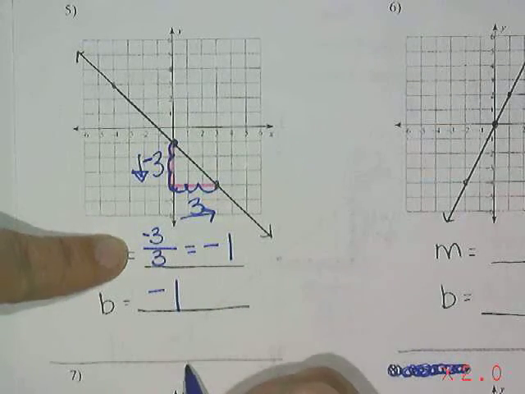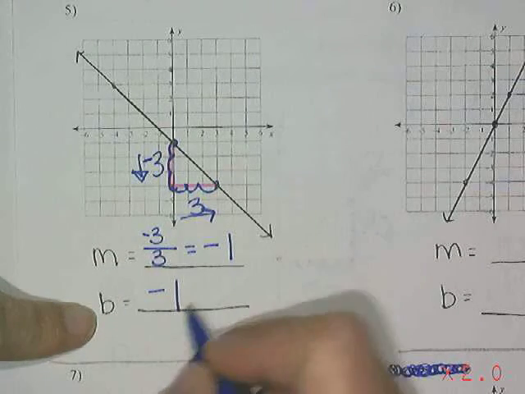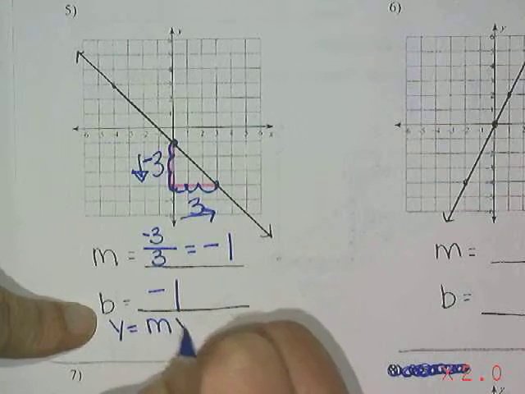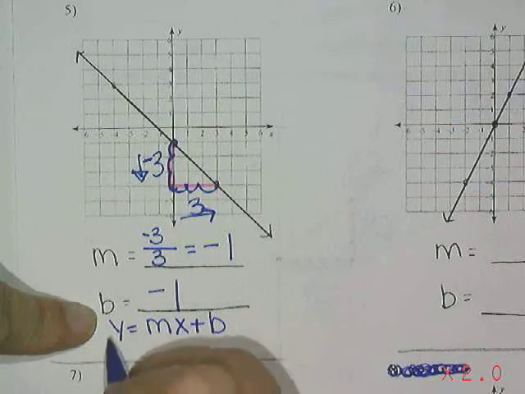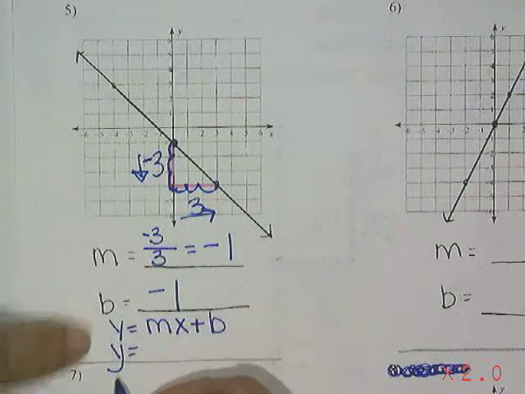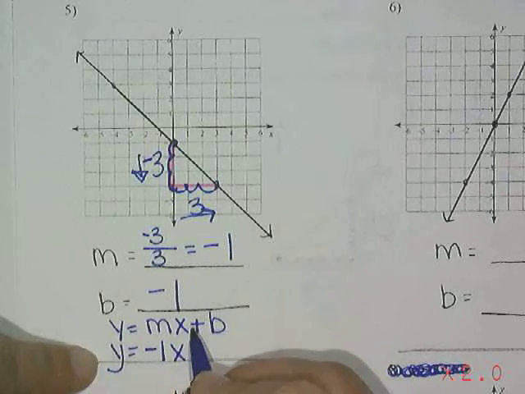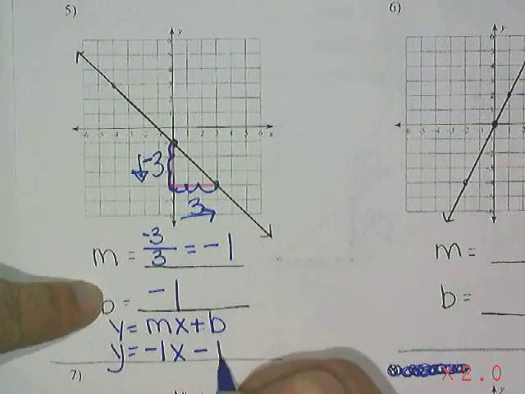It's -1. Again, we're coming out pretty lucky because our slope and our y-intercept are the same number, so it's a lot easier to write the equation of the line. Make sure you write y equals mx plus b on every single problem, so that way we're sure that we get it memorized. Y equals -1x, and our b is, instead of a positive b, we're going to write -1.